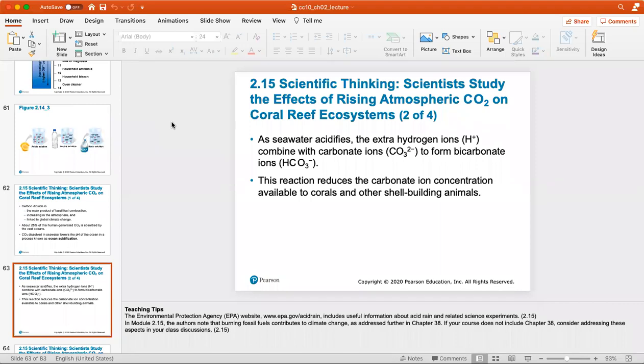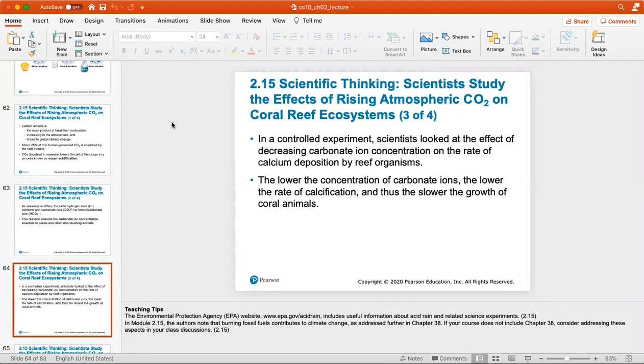And that is because when seawater acidifies, extra hydrogen ions will combine with carbonate ions to form bicarbonate. And this reaction will reduce the carbonate ion concentration available to corals and other shell-building animals. So in a controlled experiment, scientists looked at the effect of decreasing carbonate ion concentration on the rate of calcification, and they found that the lower the concentration of carbonate ions, the lower the rate of calcification, and basically just the slower the growth rate of coral animals.